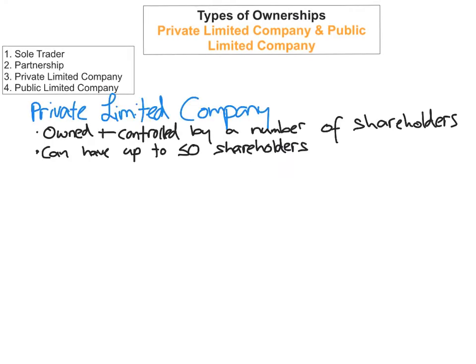So what is a private limited company? Well, first of all, a private limited company is owned and controlled by a number of shareholders. To be a shareholder, you have to purchase some shares, and you can have up to 50 shareholders in a private limited company. So we're going to look at some of the advantages and disadvantages now.